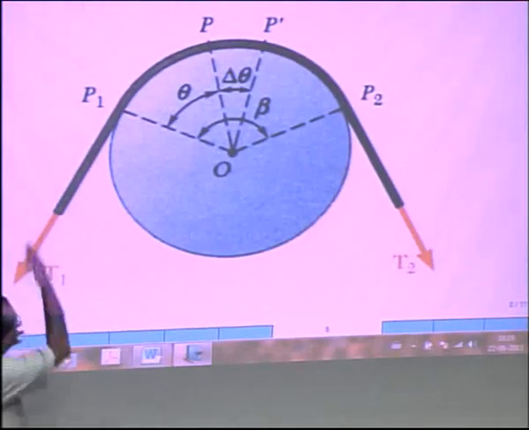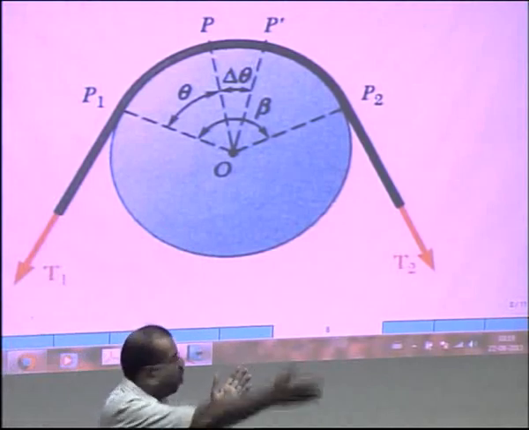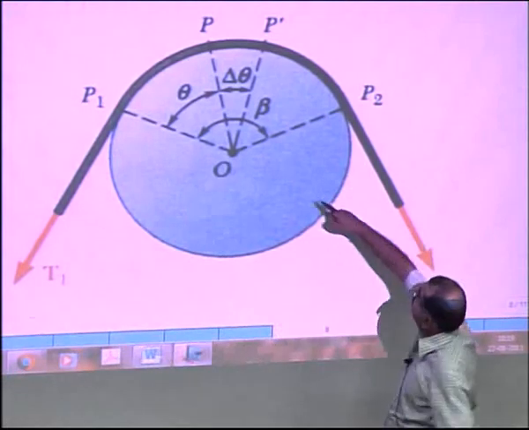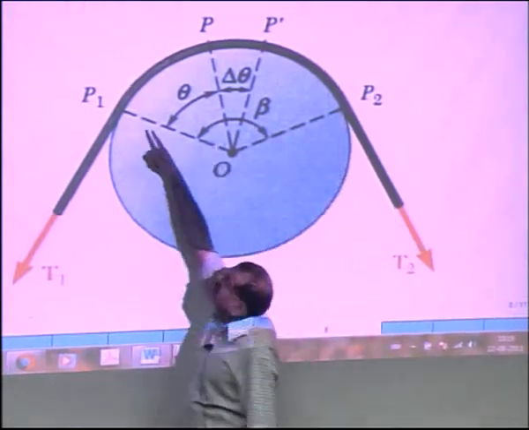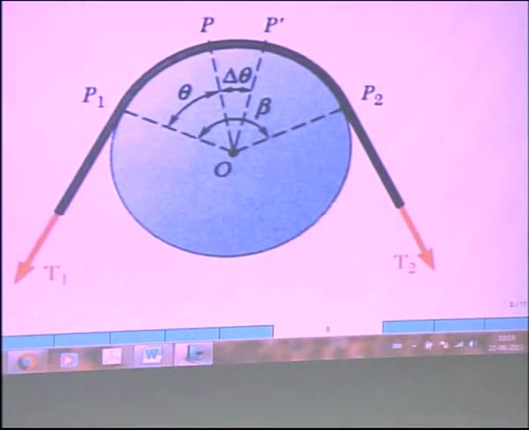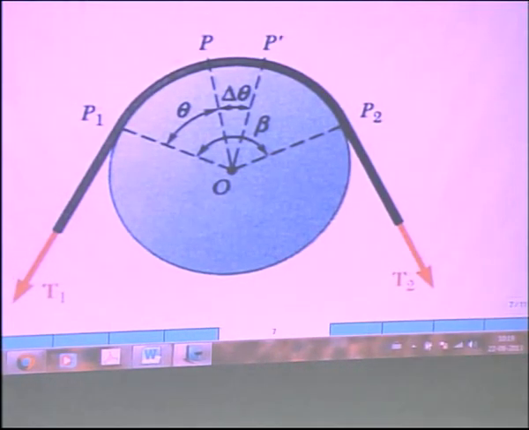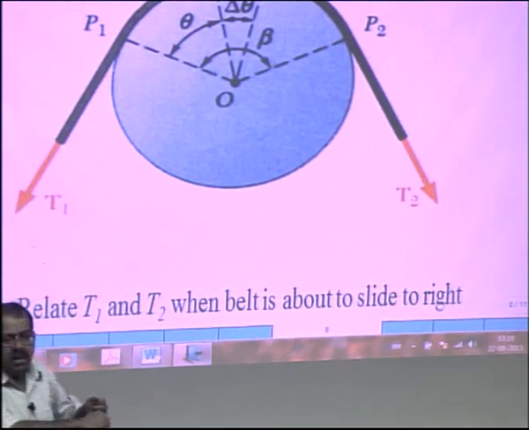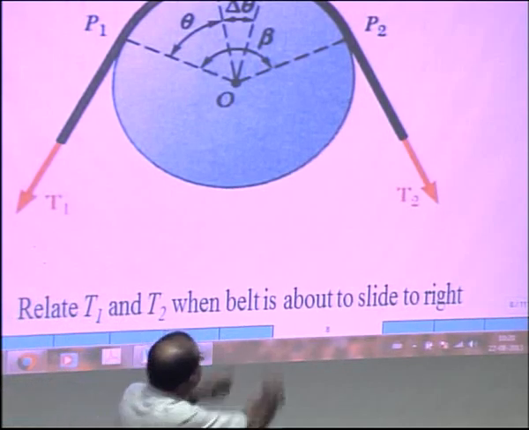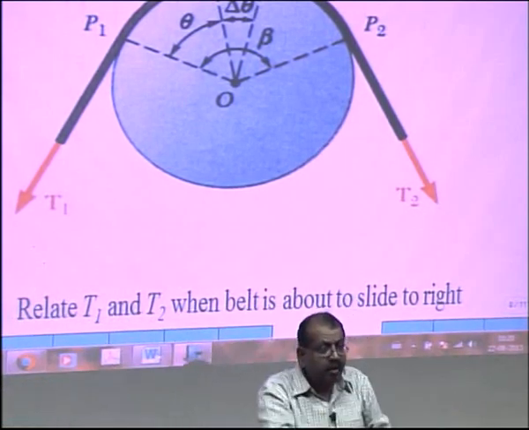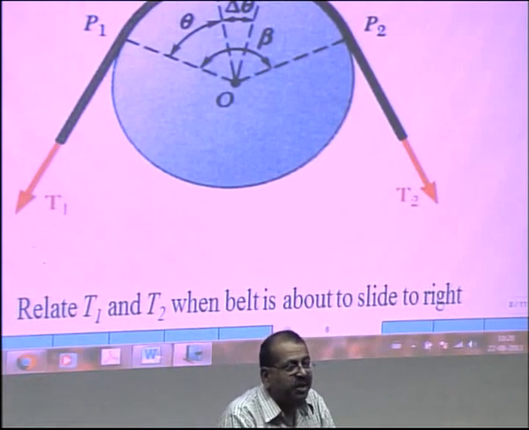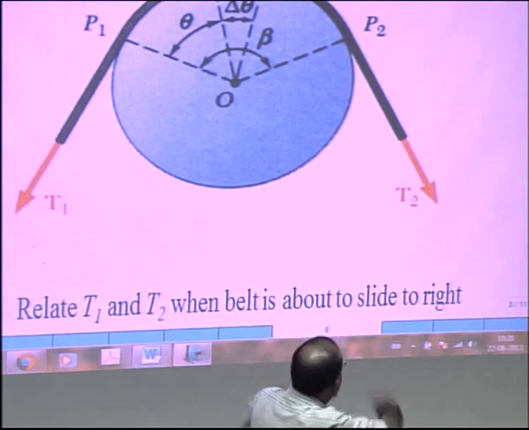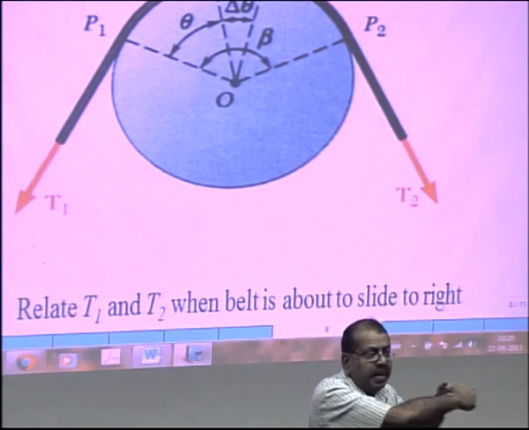So we have a belt which is on a post, and it starts contact at this point and leaves contact at the other point. In this case we are looking at the case when the belt is about to slide to the right. That means you are pulling the belt from the right. You will realize that the only confusing thing in these problems is which side tension is greater. So here the belt is being pulled, and the impending motion of the belt is to the right.